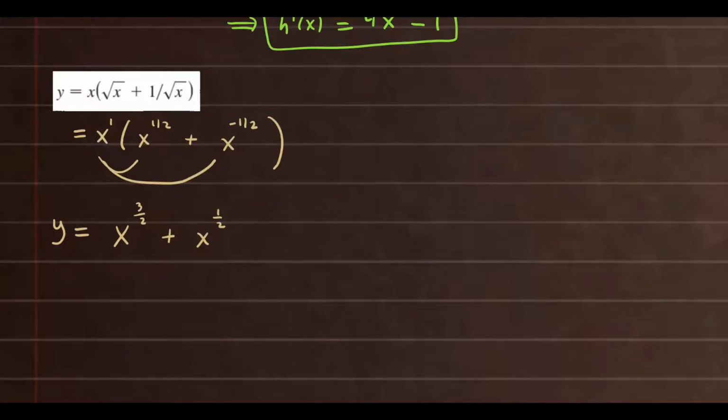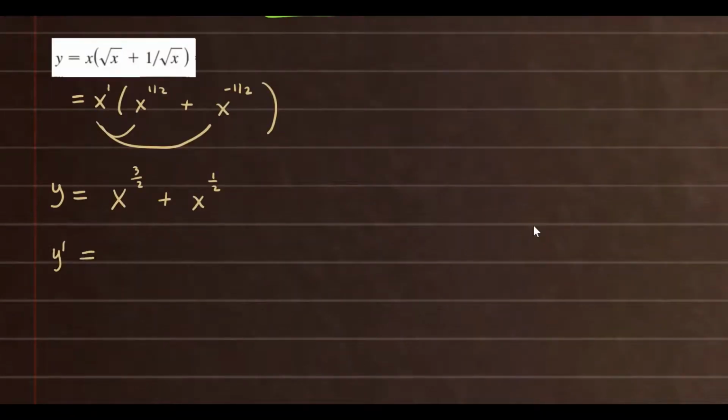Now we can take its derivative. So take its derivative with respect to x. Here I use the power rule. We bring down the power, that's 3/2. X to the power, we subtract 1 from the power, so that would be 1/2. Plus, again, we bring down the power 1/2, x, subtract 1 from the power, that'll be minus 1/2.